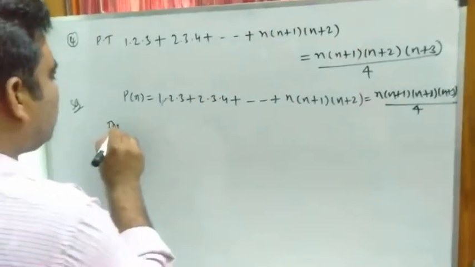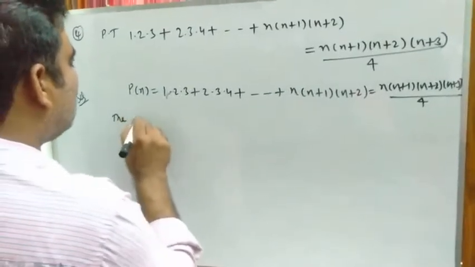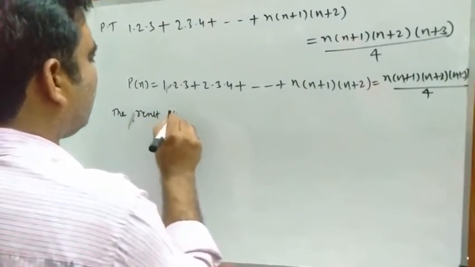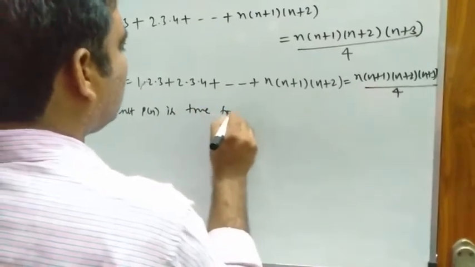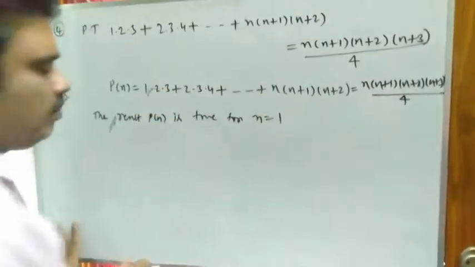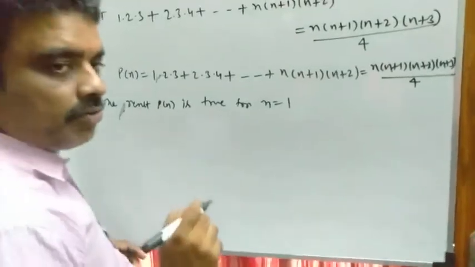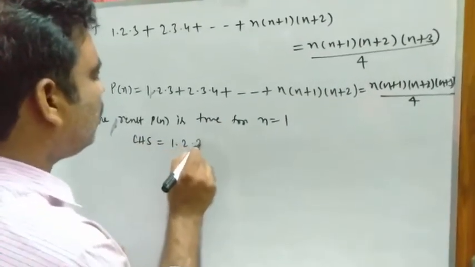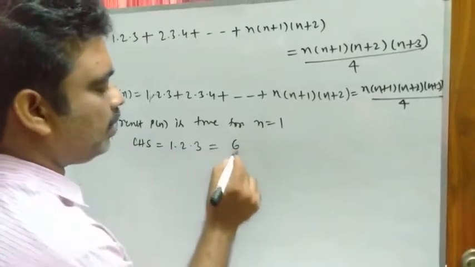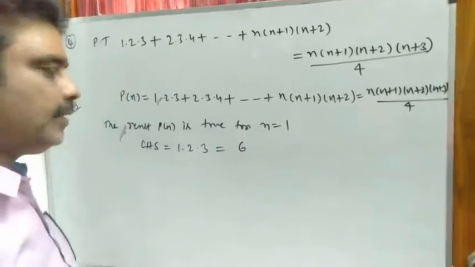Now I am assuming that the result or the theorem P of n is true for n is equal to one term. So now I am going to check for one term. Then LHS is equal to 1 into 2 into 3, that is equal to 6.